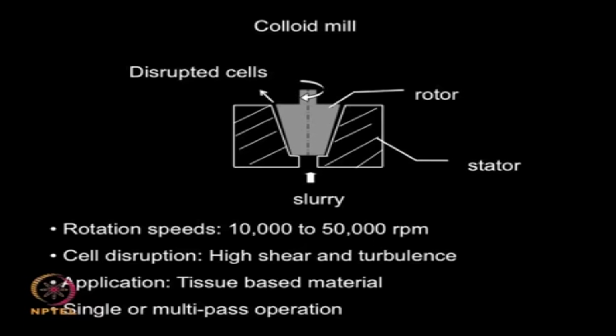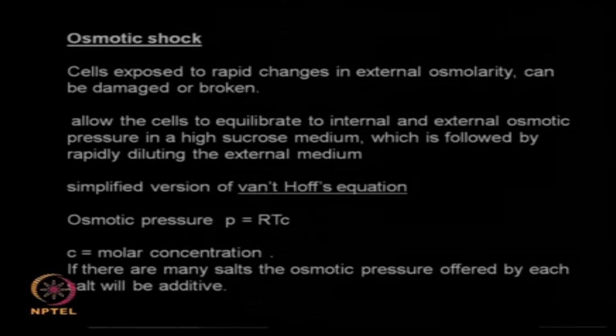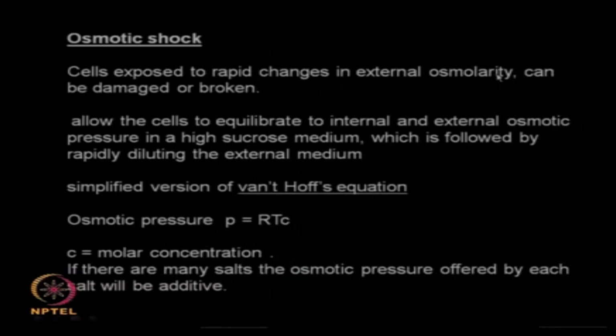So this is another mechanical type of device which can be used for cell breakage. The next method, which is not mechanical, is called osmotic shock. It is based on the concept of osmotic pressure. When cells are exposed to rapid changes in external osmolarity, the cells take much longer to adjust between the internal and the external pressure, so there is a breakage of the cell wall.